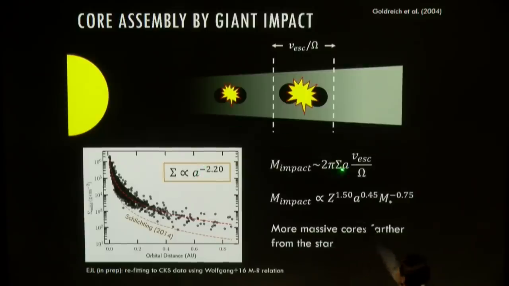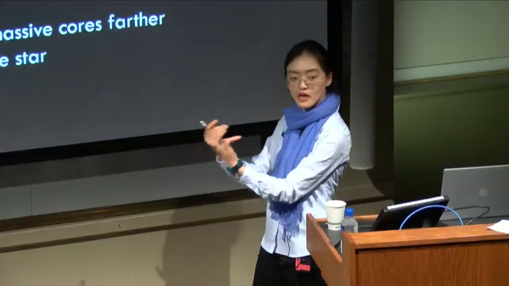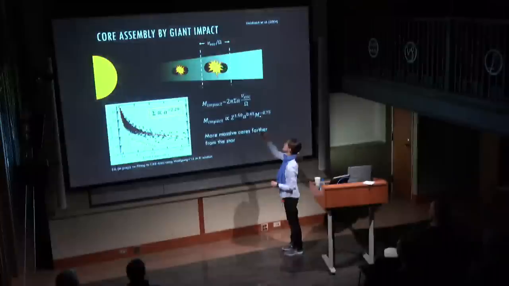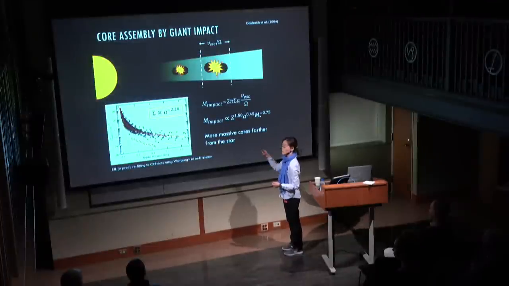So if you plug this back in, then what you'll find is that this maximum impact mass is going to scale as the orbital radius to the 0.45 power. So in other words, you can create more massive cores farther from the star. So why is that the case? Well, the farther out you go from the star, you are at the shallower part of the potential well of the star, so it's just a lot easier to perturb those cores by the neighboring bodies. So they're going to undergo a larger radial scatter.